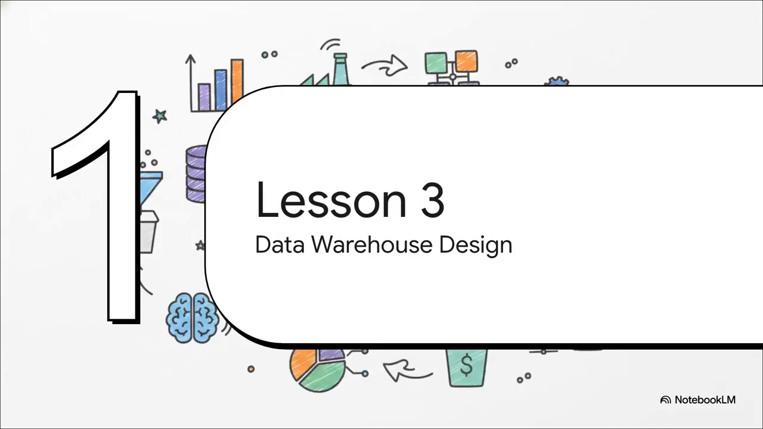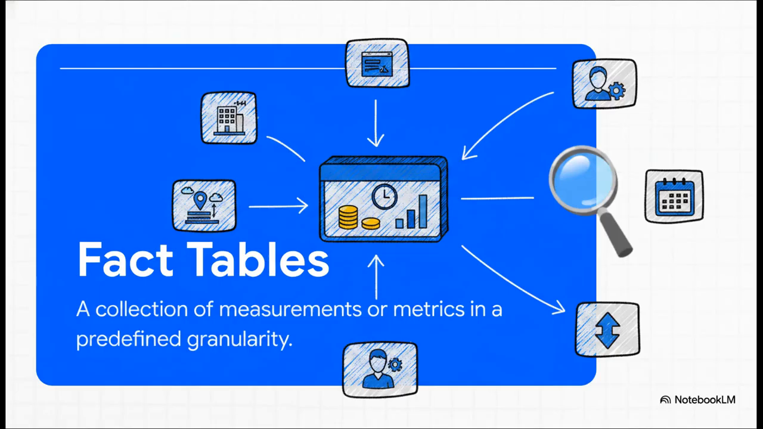Moving right along to lesson 3, designing the data warehouse. So now that we actually have our data centralized, we have to model it. At the beating heart of our data warehouse are fact tables. Think of these as the absolute core measurements, things like the total amount of a daily transaction. And then surrounding these facts, we build out dimension tables, and those provide all the rich context, like the specific store location or the customer's demographics.